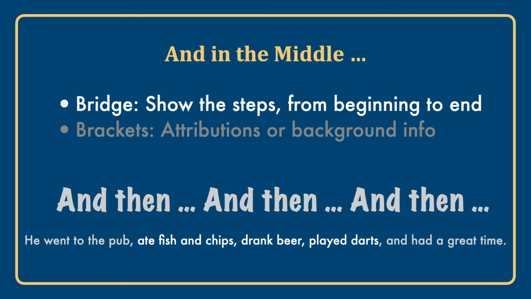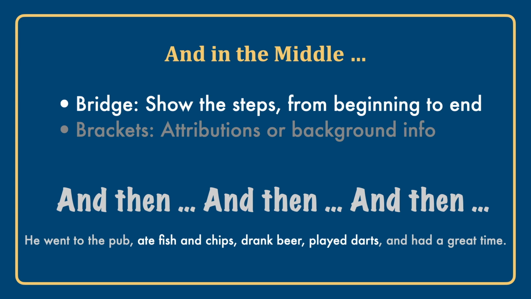So what about the middle? What happens in the middle? Well, two things. First of all, there's a bridge. You show the steps from the beginning to the end, one by one, and then, and then, and then. So he went to the pub, ate fish and chips, drank beer, played darts, and had a great time.